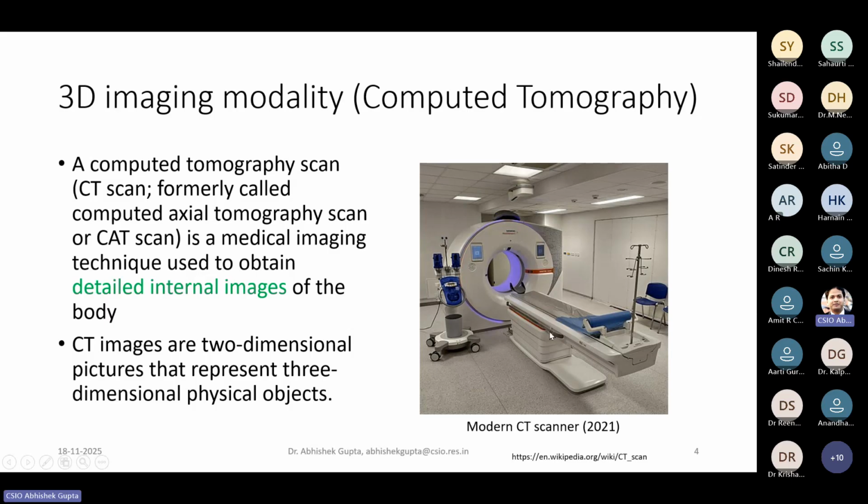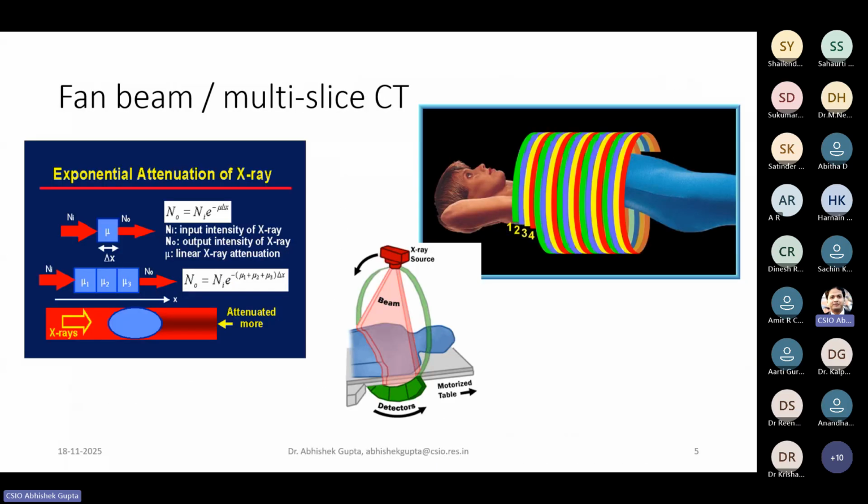In this machine, this is the bed where the patient lies. Here you can see this black part, a setup where the head of the person can be stabilized. The patient goes inside, and inside are the X-ray source and detector, both of which rotate, and then the imaging is created.